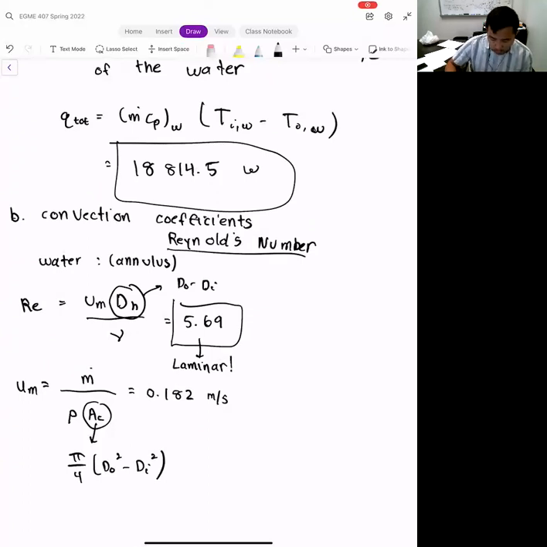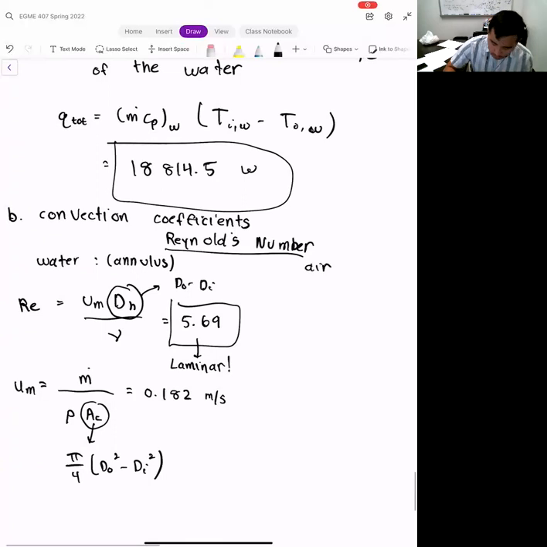And so that's our situation for the water there. For the air, we have flow in a pipe. So for the air, we're going to do UM is equal to m dot of the air divided by rho. And here, since we just have a pipe, we're going to have D pi over 4 Di squared.